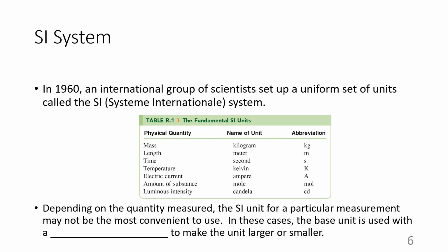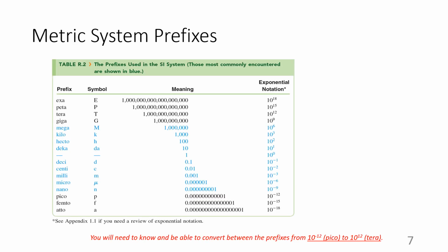Now, depending on the quantity measured, we may or may not actually want to use the SI unit. It may not be the right size. It could be too large or small. And so, like I mentioned before, the metric system is very convenient because we can use a prefix to make a unit smaller or larger. And there are several prefixes that will make your metric units smaller or larger, as you can see here. The ones that you need to be familiar with are going from 10 to the negative 12, and that would be pico, all the way up to 10 to the positive 12, which is tera. So you do need to be familiar with all of the units between pico and tera.